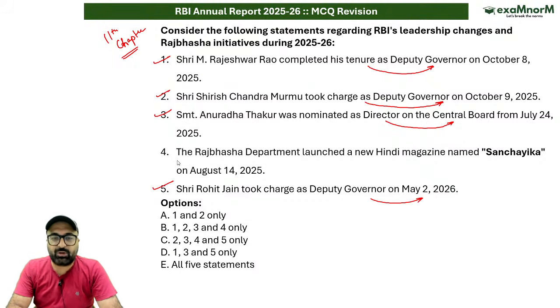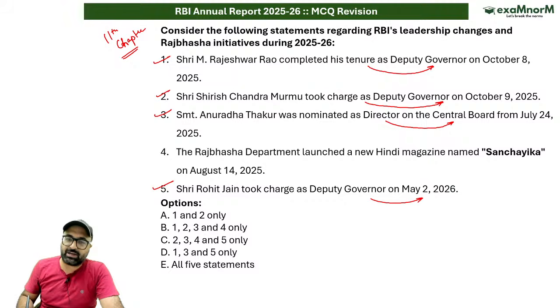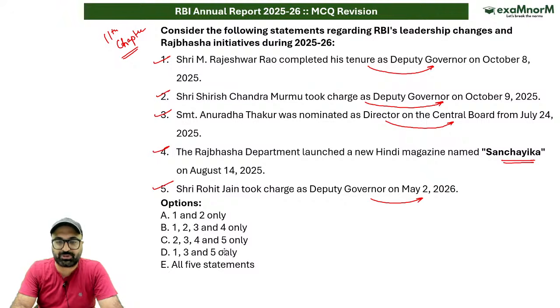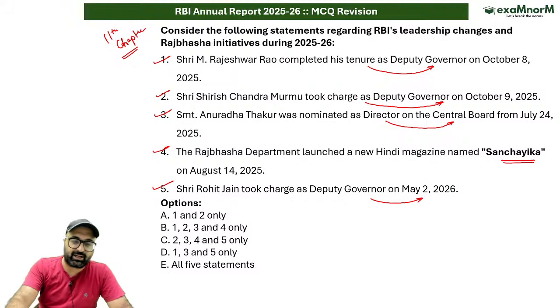Okay. What about the fourth statement? Sir, if I talk about the fourth statement, Raj Bhasha Department launched a new Hindi magazine named as Sanchayika on 14th of August 2025. That is also correct. So keeping that in mind, all the given options are correct. So E option is the correct answer.